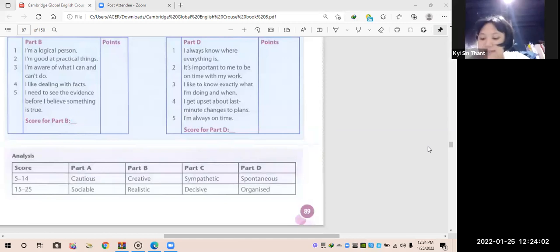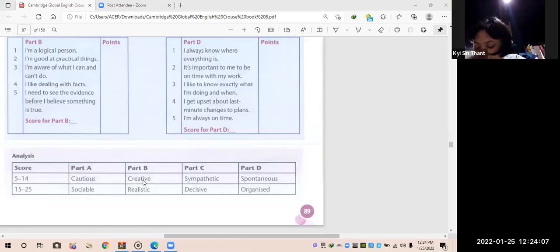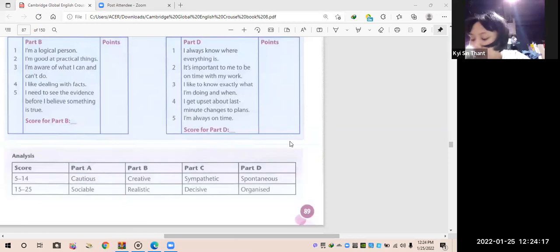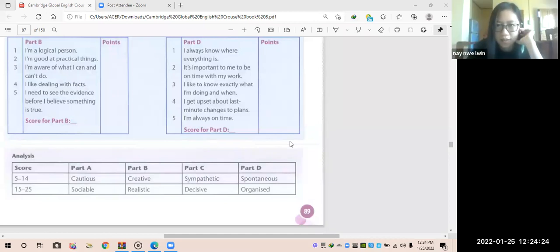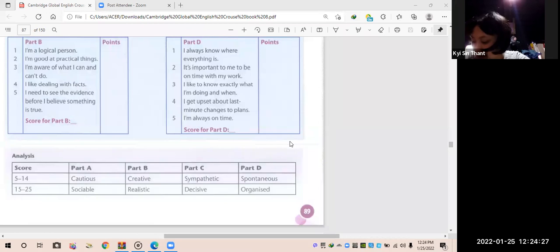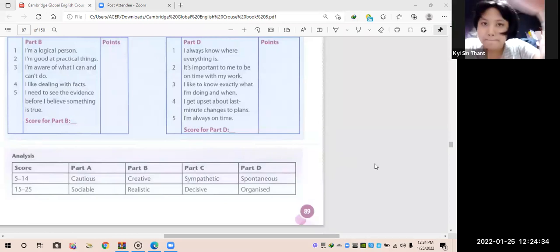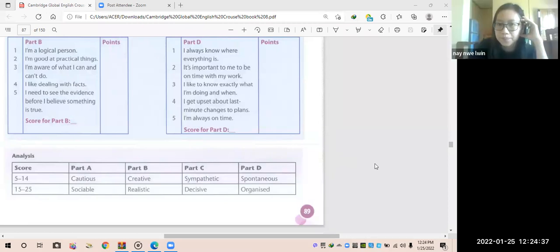Part A, I got 16 points, so I'm sociable. Part B, I got 20 points, so I'm realistic. Part C, I got 18 points, so I'm decisive. Decisive. The Part D, I got 18 points, so I'm organized. Organized, right? You are organized person. Okay, thank you. So this time, Otuche.